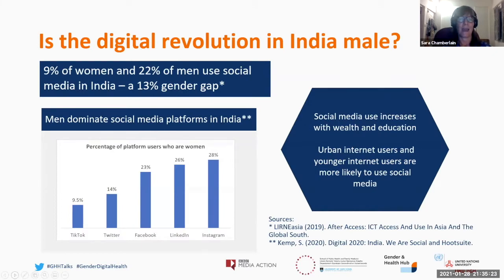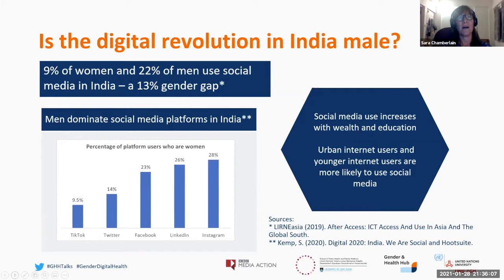So according to the GSMA, before COVID-19, India was set to become a smartphone superpower, second only to China, with 1.1 billion smartphone connections by 2025. But according to a 2019 study by Learn Asia, only an estimated 9% of all women in the country use social media. This makes sense in a context where, according to the GSMA, only 14% of adult women in India own smartphones, and only 21% had ever used the mobile internet in Q1 of 2020, which begs the question, is the digital revolution in India male?